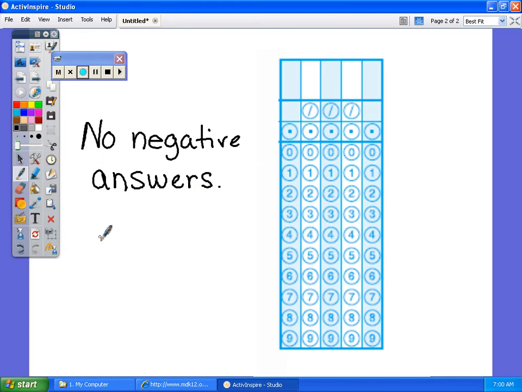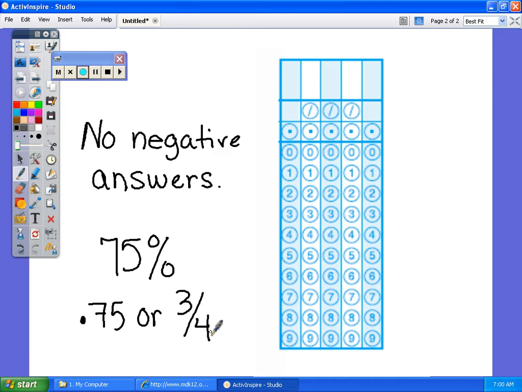Let's say I was doing probability and my answer was 75%. You cannot bubble in a percent, so this would have to be recorded as 0.75, a decimal answer, or the fraction 3/4. Simply, there's the decimal, so 0.75, find the 7, bring my finger down, find the 5, bubble it in. There we go. Okay?